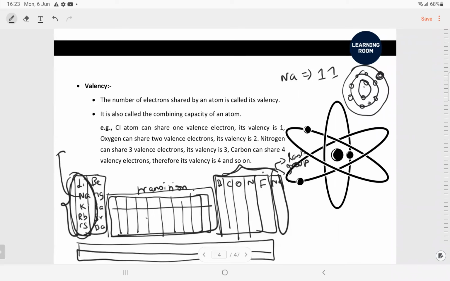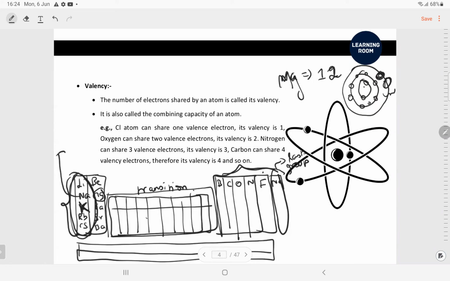Likewise, if you're taking potassium, where is potassium? Below sodium. So what will be the valency of potassium? Even if you're saying the atomic number, that is also not the valency. Now, if you're taking magnesium, magnesium has an atomic number of 12. What is the valency? 2, exactly 2. This is your magnesium, Mg, so the valency is 2.